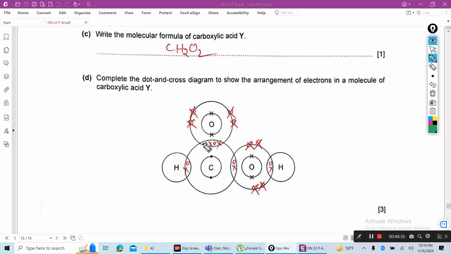So this carbon gives 2 electrons and oxygen gives 2 electrons. Oxygen gives 2 electrons, and the remaining 4 electrons exist in the outer shell as non-bonding electrons. Now carbon-hydrogen single bond 1 dot 1 cross, carbon-oxygen single bond 1 dot 1 cross, oxygen-hydrogen single bond 1 dot 1 cross. Oxygen gives 2 electrons, so the remaining 2 pairs of electrons are non-bonding electrons, meaning these electrons do not form bonds.